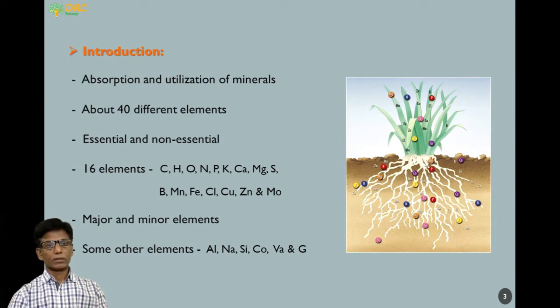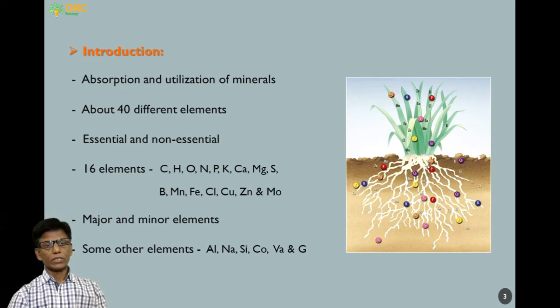In the plants, about 40 different elements are found. Among these elements, some are essential and some others are non-essential. Now, we will see the essential and non-essential elements.